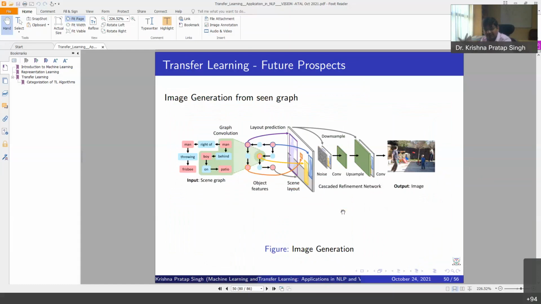So that application also, you can see: image generation from the scene graph. This is one of the challenging problems. Scene graphs mean some text and objects are there, and how to generate the image. Or a future application, if you can think about it, is making an image and video. So many applications in creative art. You can see in creative art how this transfer learning can be helpful to make a model.